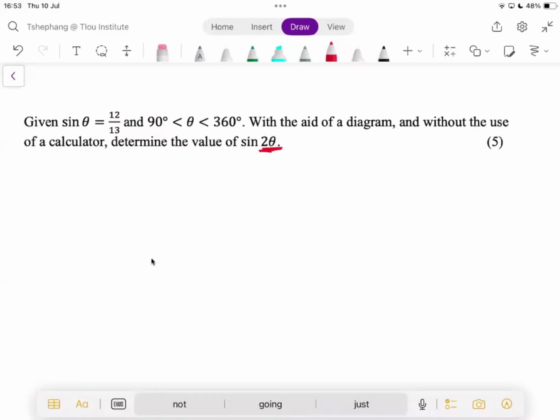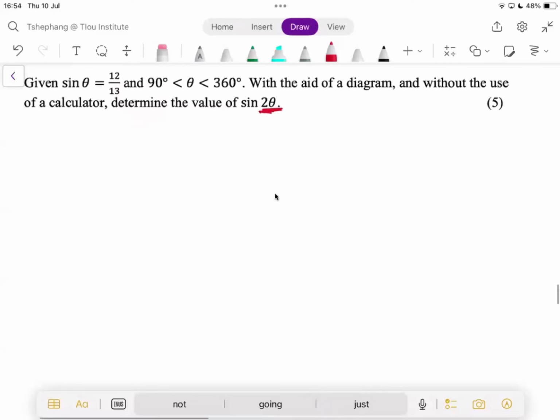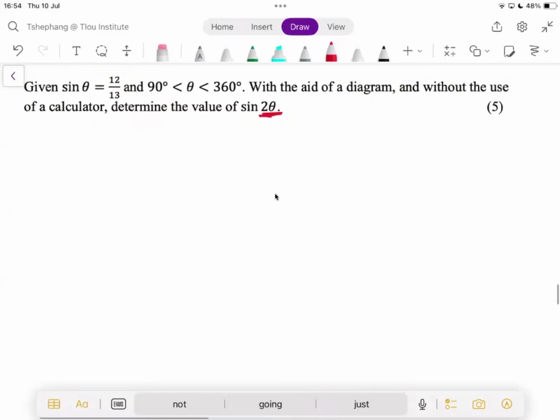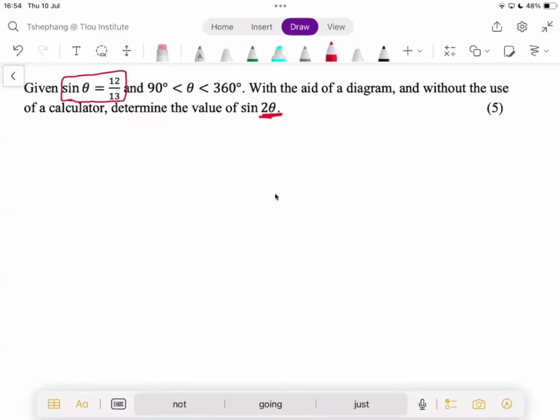Okay, looks like we're all getting the same answer. Some got positive, some got negative. Which one is it? Let's check. So with the aid of a diagram, let's check. Sine of theta is 12 over 13. So 12 over 13, is that positive or is it negative? It's going to give you positive. So it means it's either in there or in there.